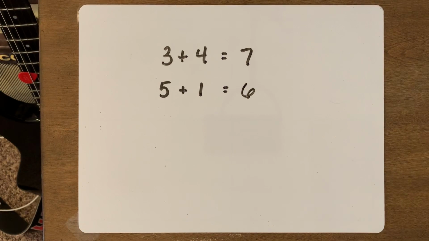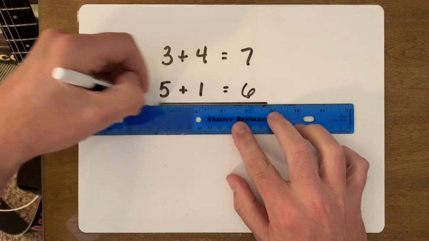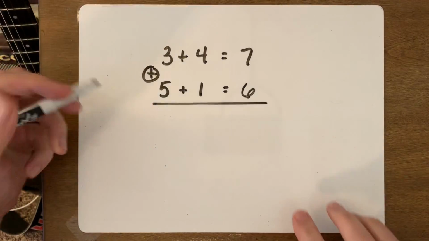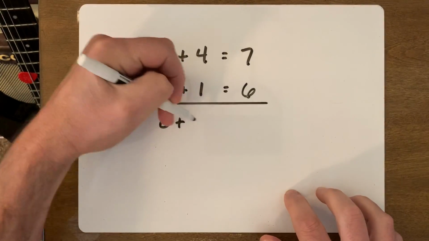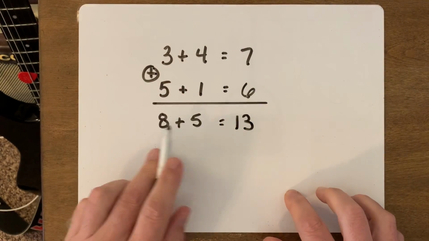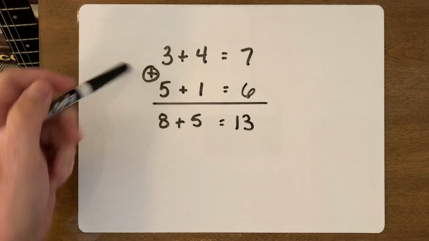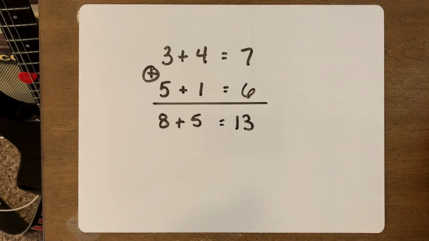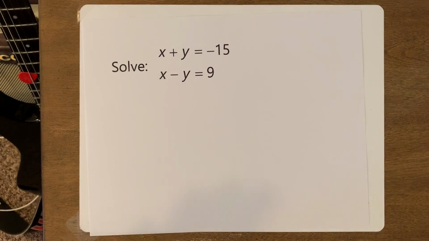If I add these two equations together, here's what's going to happen. When I add the two equations together, 3 plus 5 is 8. 4 plus 1 is 5. And 7 plus 6 is 13. But 8 plus 5 is also equal to 13. And so if you add two equations together, we see that we get another equation based on the previous two, but it's also going to be true. So that's going to be my motivation for being able to do this little procedure here.